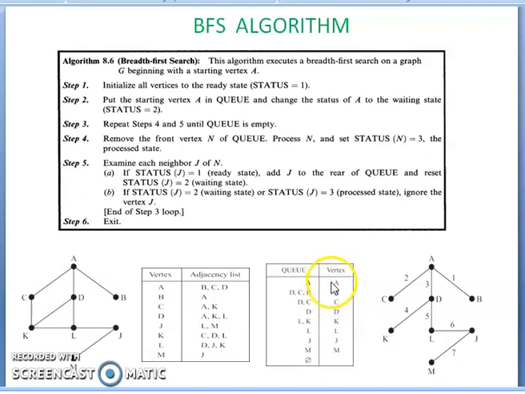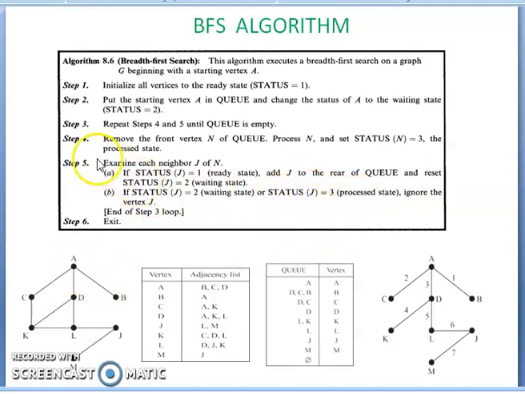You already processed A. Now you process B, from A to B. This is the visited. After A, you visited B, right? Once the status is processed, examine each neighbor J of N. What are the neighbors of B? The neighbor of B is only one vertex, that is A. So what is the status of A? The status of A is processed, already processed.